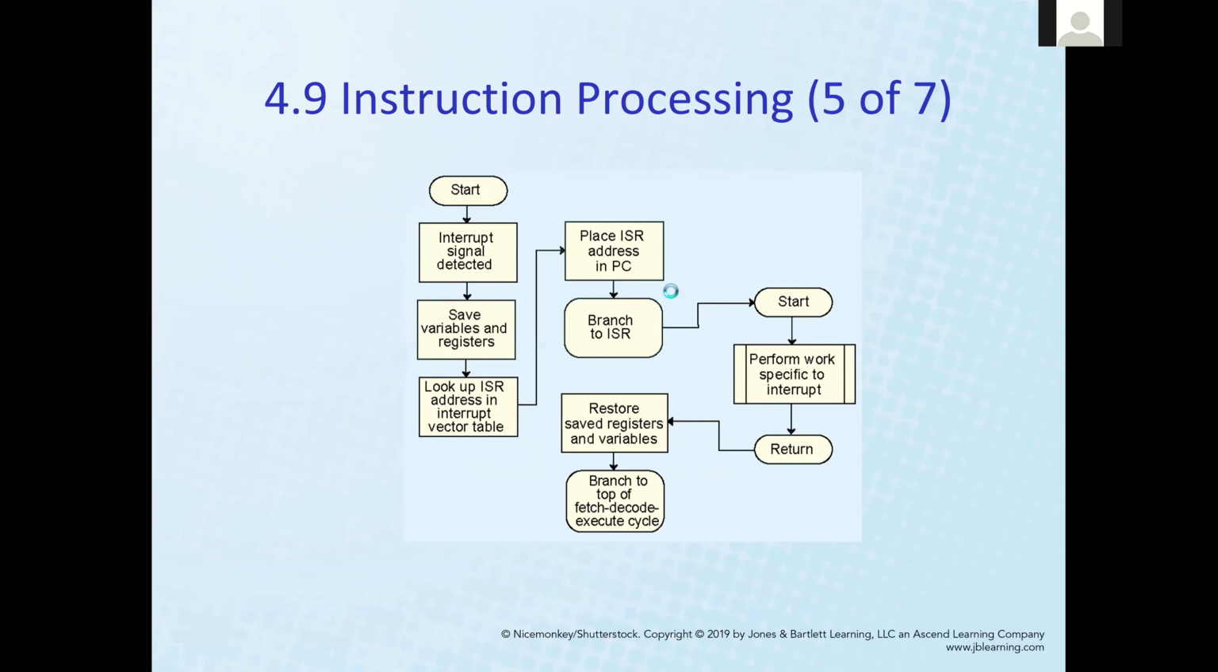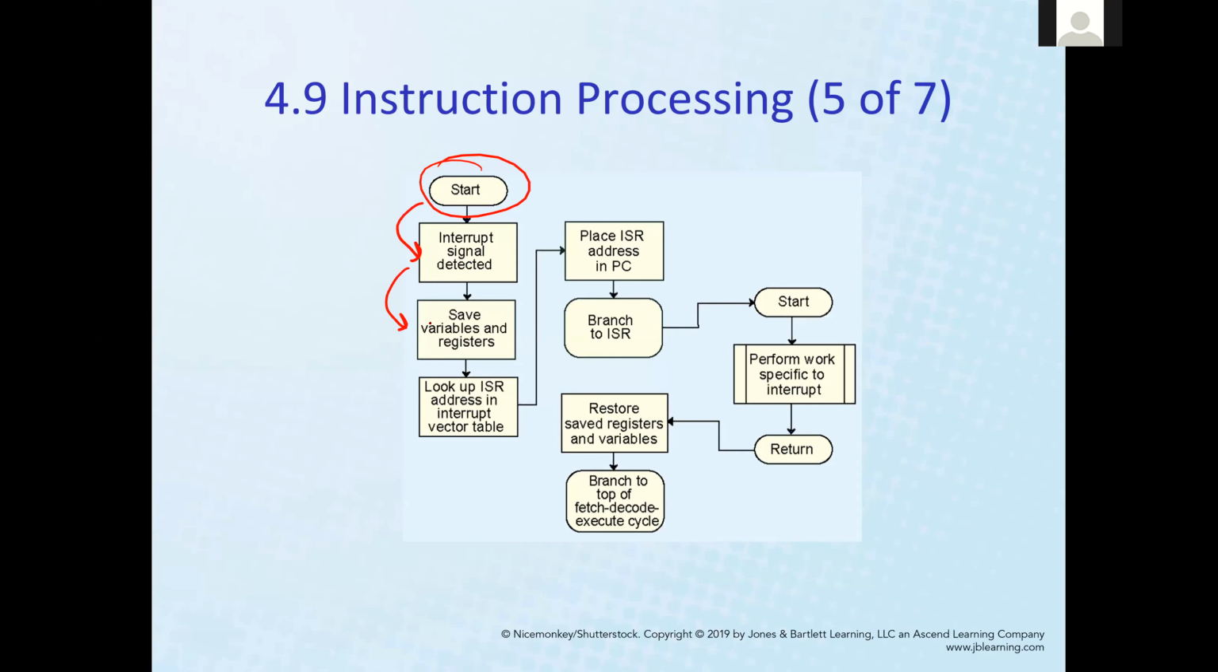Okay, but what if an interrupt has occurred? What if we have an interrupt? First, the processor detects the interrupt signal. If the interrupt signal is detected, the next thing that the processor does, and it's very important, is saving variables and registers. Why does the processor need to save variables and registers before going to the interrupt routine?